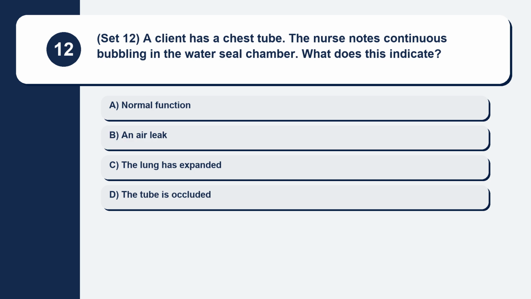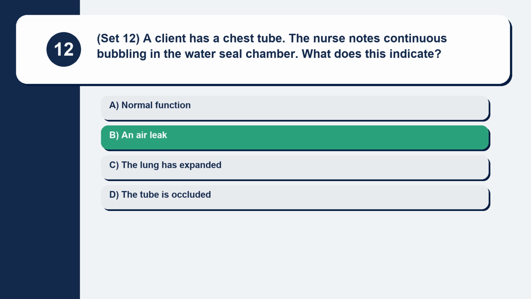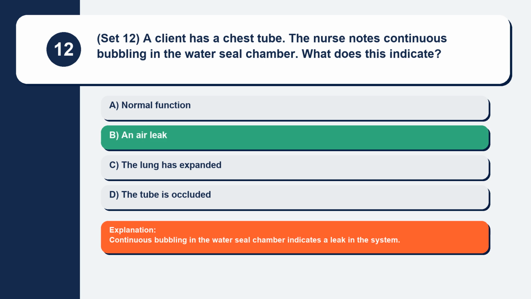Question 12, Set 12. A client has a chest tube. The nurse notes continuous bubbling in the water seal chamber. What does this indicate? Normal function, an air leak, the lung has expanded, the tube is occluded. Continuous bubbling in the water seal chamber indicates a leak in the system.